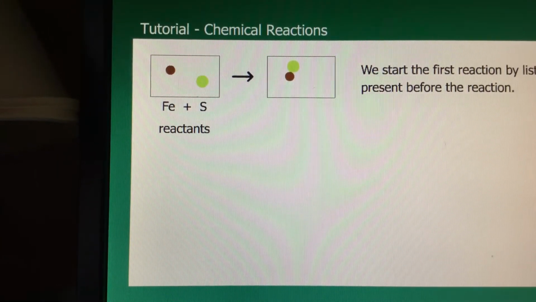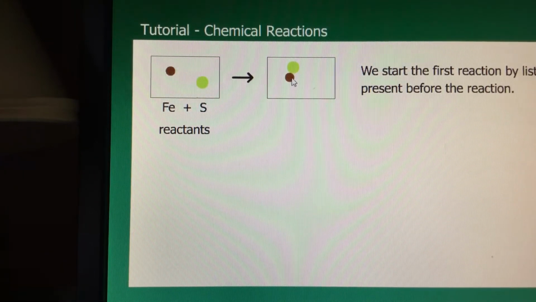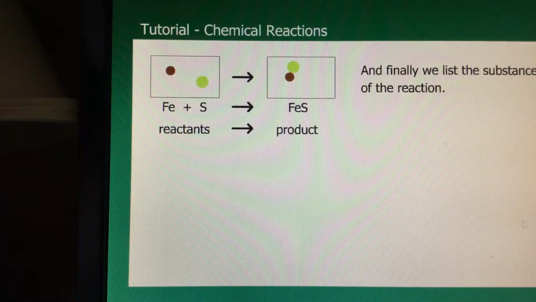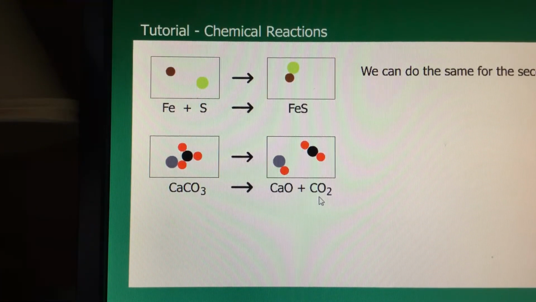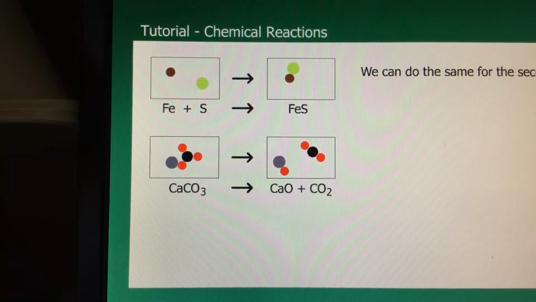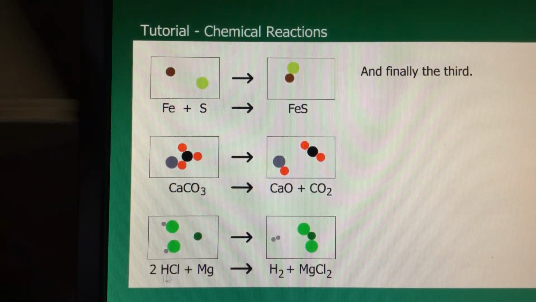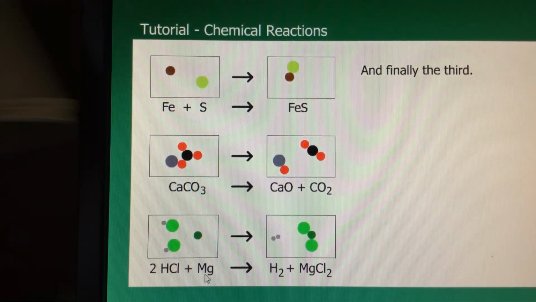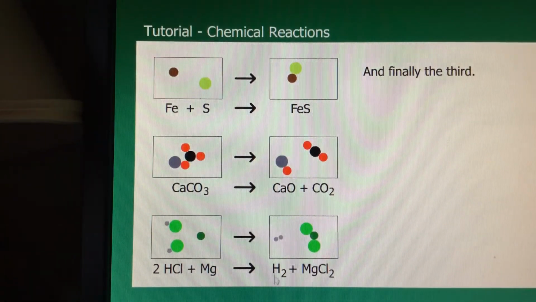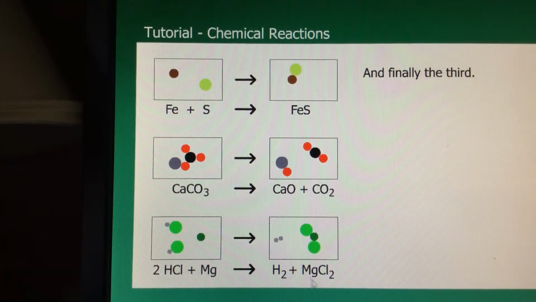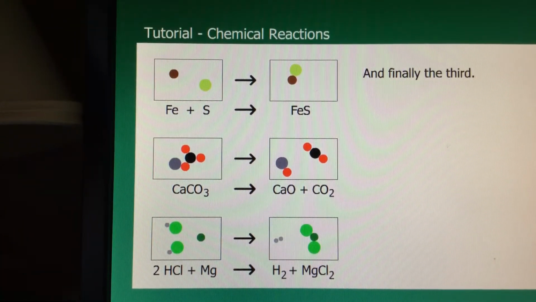All right, and let's take a look at naming them. This would be called iron. We're going to call this sulfur, right? And so our product is going to be iron sulfide. Here we have the reactant calcium carbonate, which becomes calcium oxide and carbon dioxide. And here you have 2 reactants. Hydrochloric acid plus magnesium yields hydrogen gas. It's diatomic, so that's going to tell us it's a gas. And magnesium chloride.